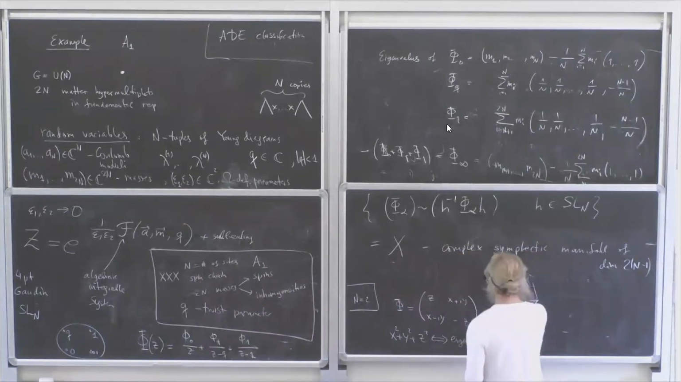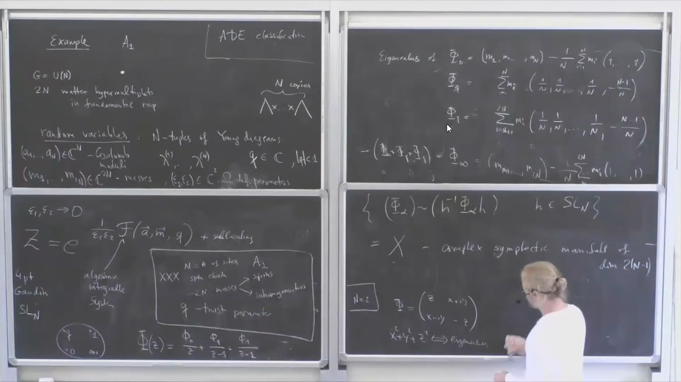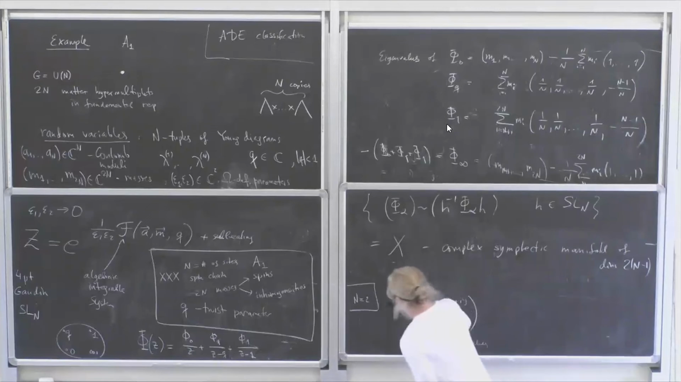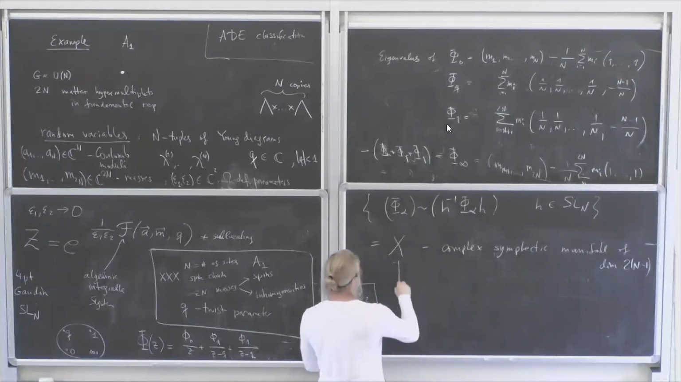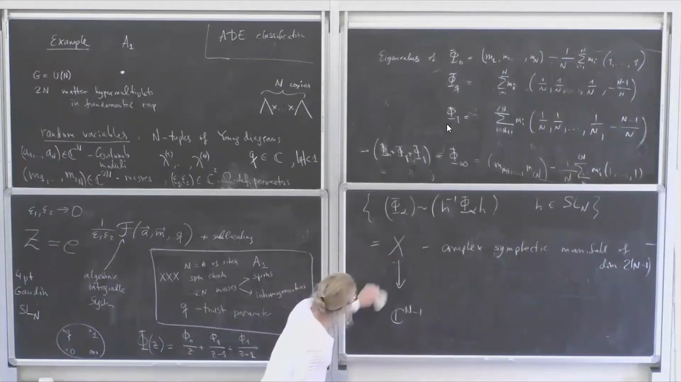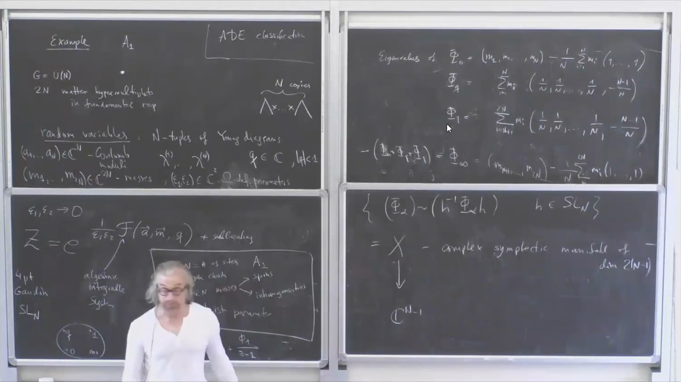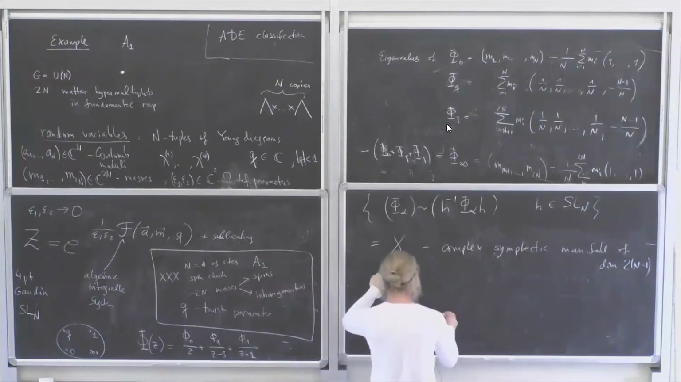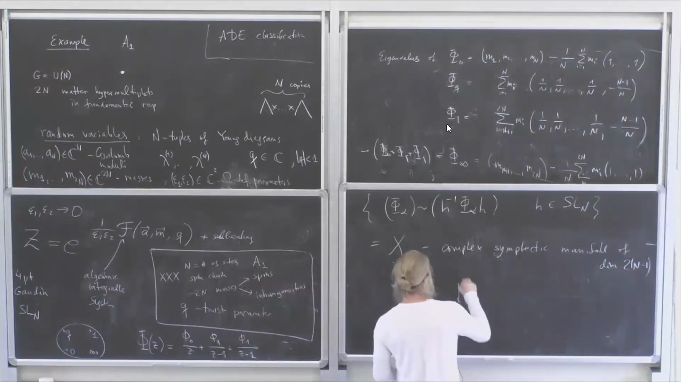But okay, what's interesting is that it's not only a complex symplectic manifold, it is also an algebraic integrable system. Namely, there is a fibration of the space over the n-1 dimensional vector space, whose fibers are abelian varieties.